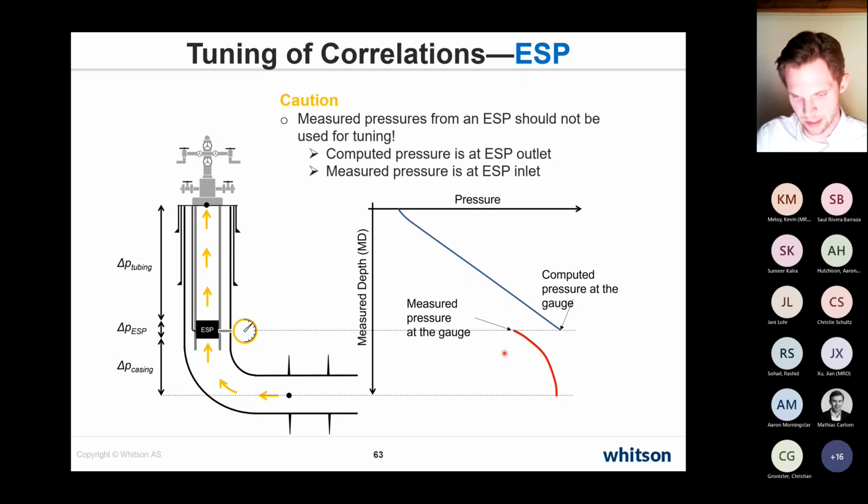It'll probably drive the tuning into parameters that will render the correlations useless. So just be aware that the ESP cannot be used, as of right now at least, to tune the correlations.